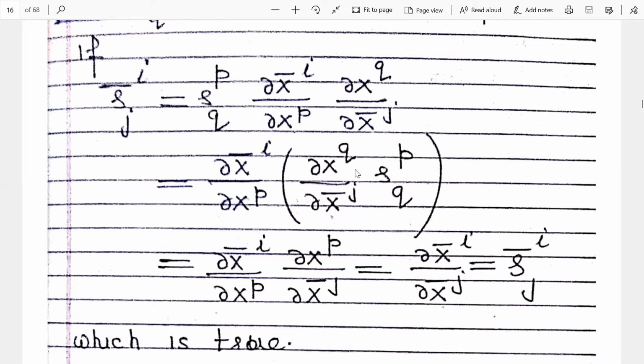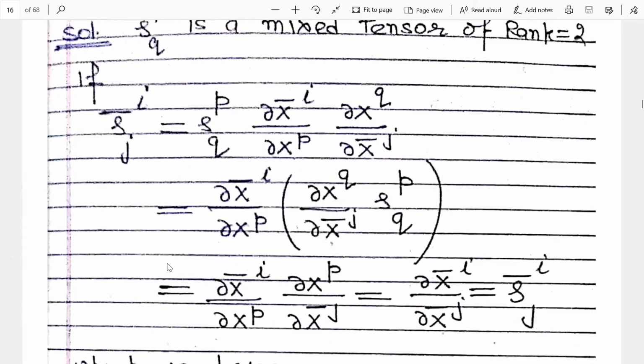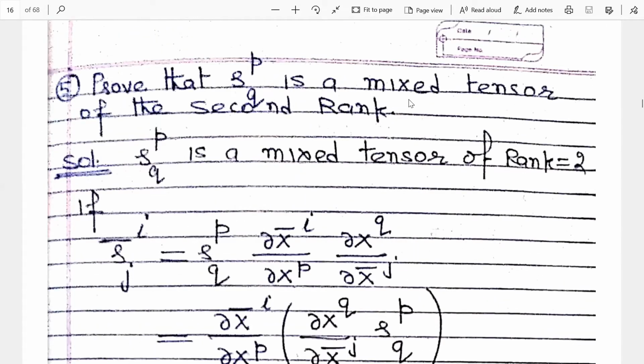Now this q is the common part, so this q is replaced by p. Then this will become ∂x̄^i/∂x^p, ∂x^p/∂x̄^j. And again this product will lead to ∂x̄^i/∂x̄^j. So it means delta bar ij, this value. So left hand side and right hand side are equal, which is true. So it means delta pq is a mixed tensor of the second rank.